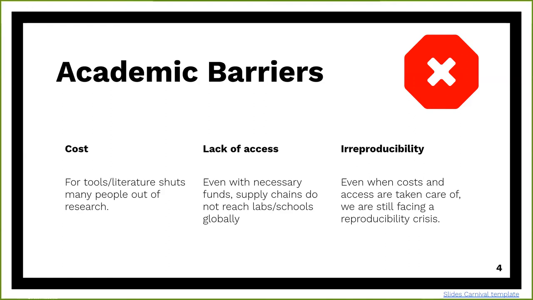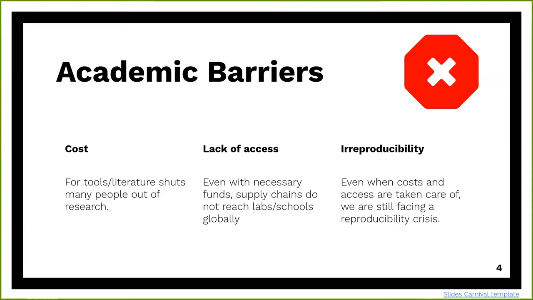Then lack of access. So even if you do have the money to buy things, right? Let's say you raise money to buy a microscope and you are in a country in Africa or a place in South America where I'm originally from, and I experienced this, you have the money, but then you buy something, it comes from North America or Europe or Asia somewhere, and it takes forever to arrive, gets stuck in customs. If it breaks, there is no supply for it, there is nobody to fix it, and so on, right? So this lack of access is also not good for science.